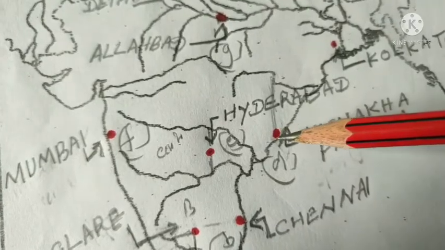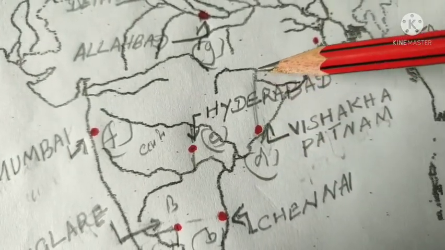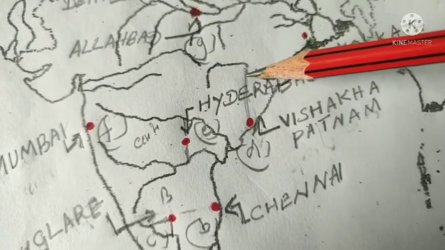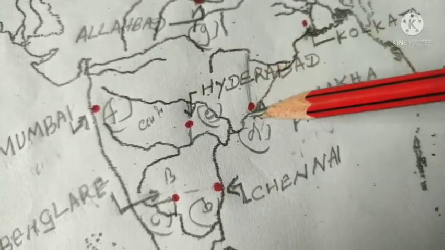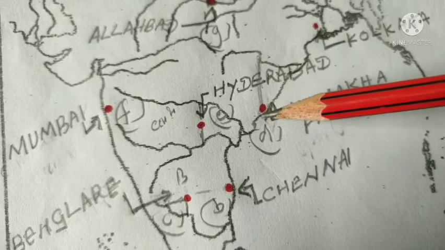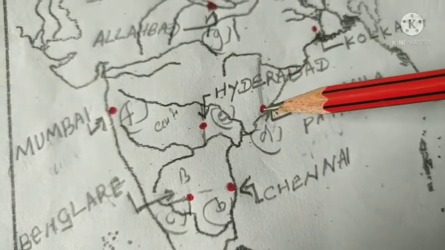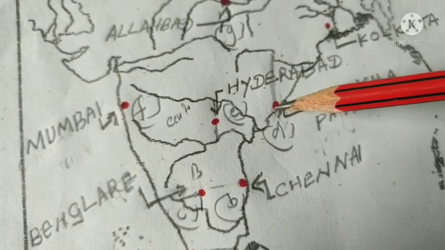And next is Vishakhapatnam. Where is Vishakhapatnam? So this is river Mahanadi. From this part you can take a vertical line. So here comes Vishakhapatnam. It is also a coastal city, on the coast you have to mark.